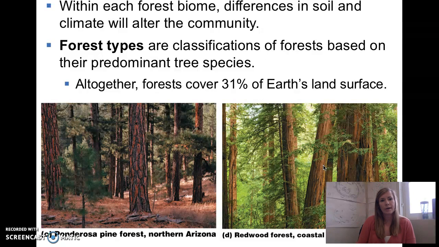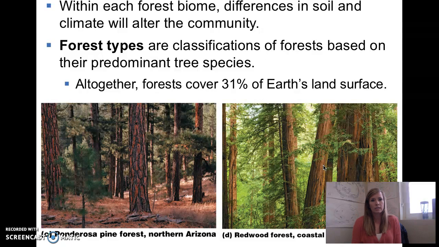And within each forest biome, there's differences in soil and climate that will alter the community. So all of the different types of living things that live there are the community. So what is available in the soil and how much rainfall there is and the temperatures and things like that are what affect the biome.